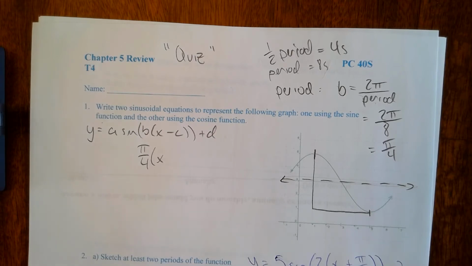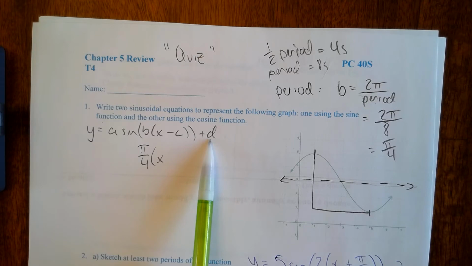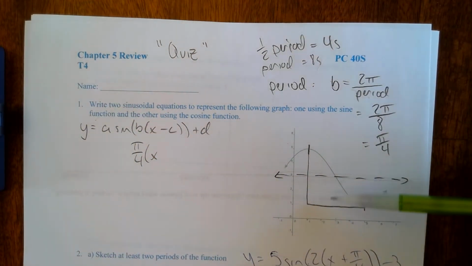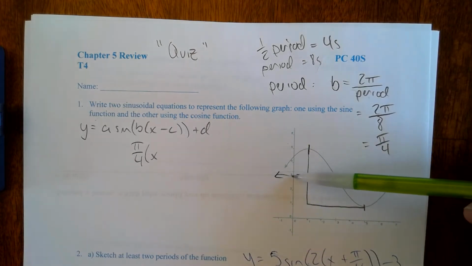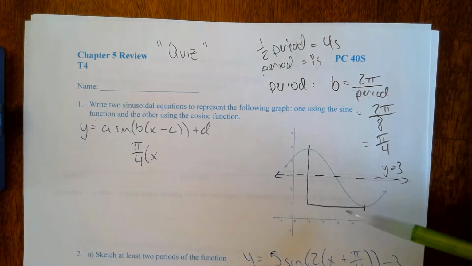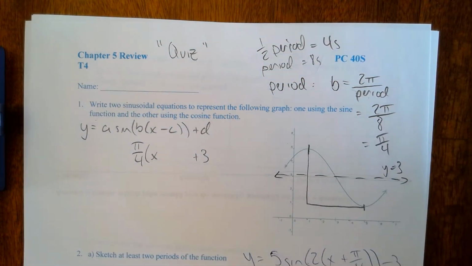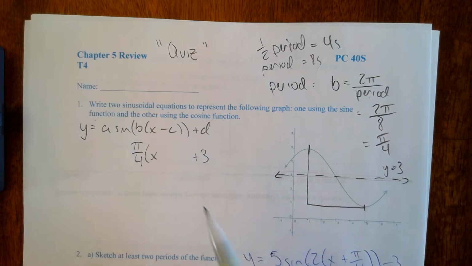Now let's do the other easy ones. Another easy one is the midline, which is D. So midline is how far up have we been translated? Usually we have the midline at 0, but now it's up at 3. This is y equals 3. So it's been translated up 3 places. So the D is plus 3. I'm just going to leave that C for a second because that's one of the more annoying ones.